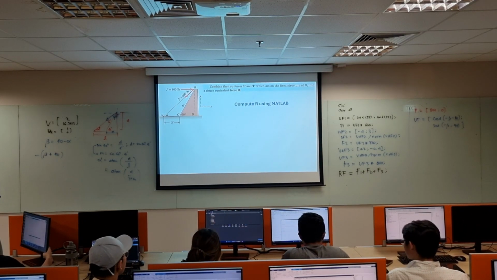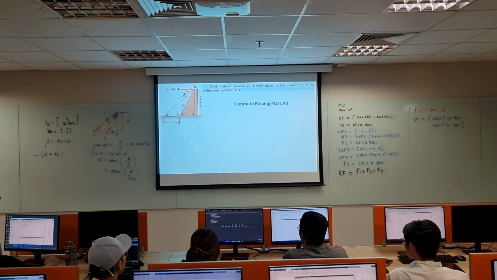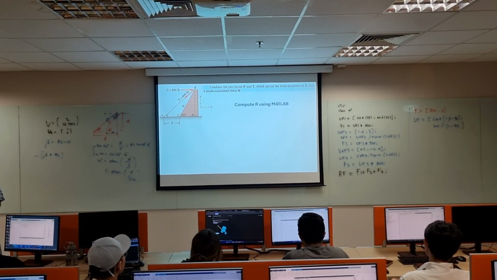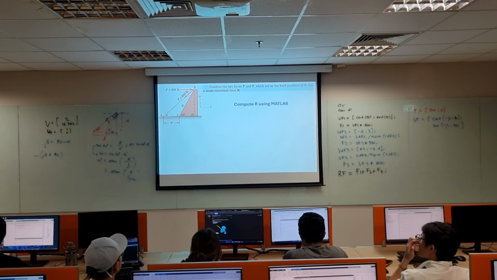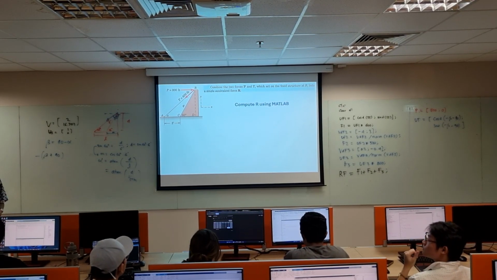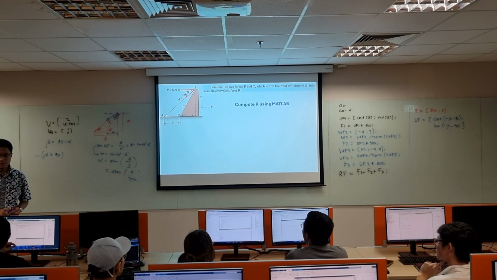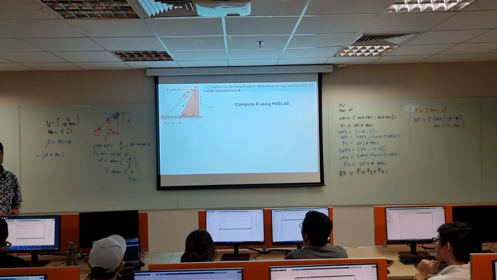Single equivalent force means one vector only. You find out the magnitude and you find out the direction. You have to find the x and y components. Yeah, you have to know what's the x and y component.